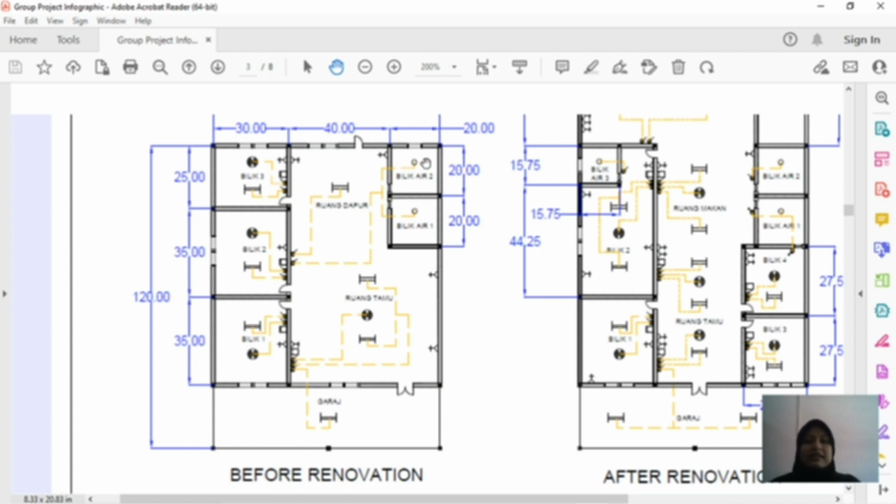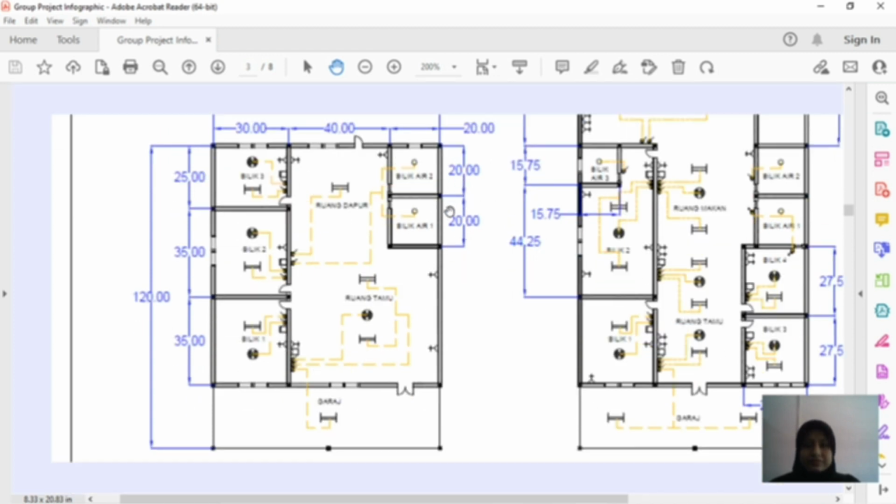At ruang dapur, we have 2 sockets and 2 switches, 1 unit of 2 tube 38 watt channel luminaire. Bilik air 1 and bilik air 2 connect with 1 switch, which has 1 filament lamp, and bilik air 2 has 1 filament lamp. The area of the bilik air is 20 times 20.